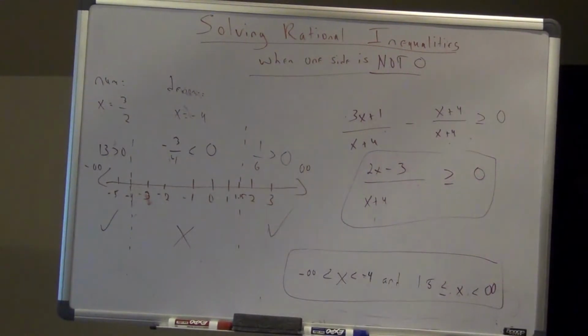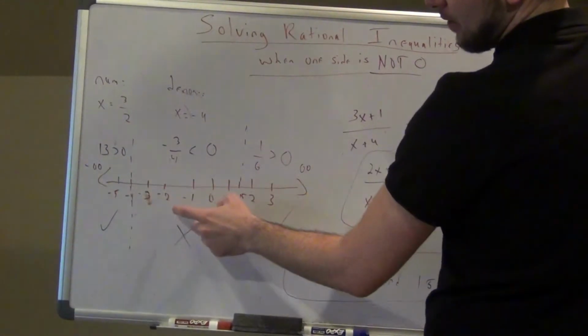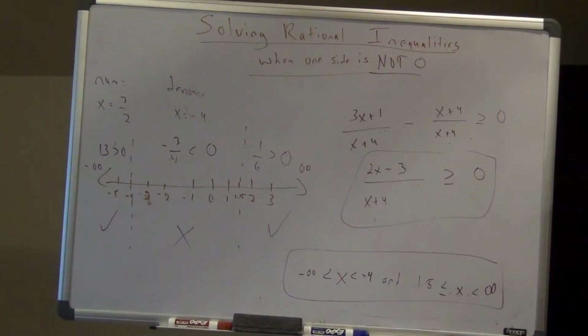All right? And I have to check each region. Okay? I know it's annoying. I have to check 4 regions, just plugging numbers in and checking. So I plug one number in from here. I plugged in negative 5, I plugged in 0 here, and I plugged in 2 there.